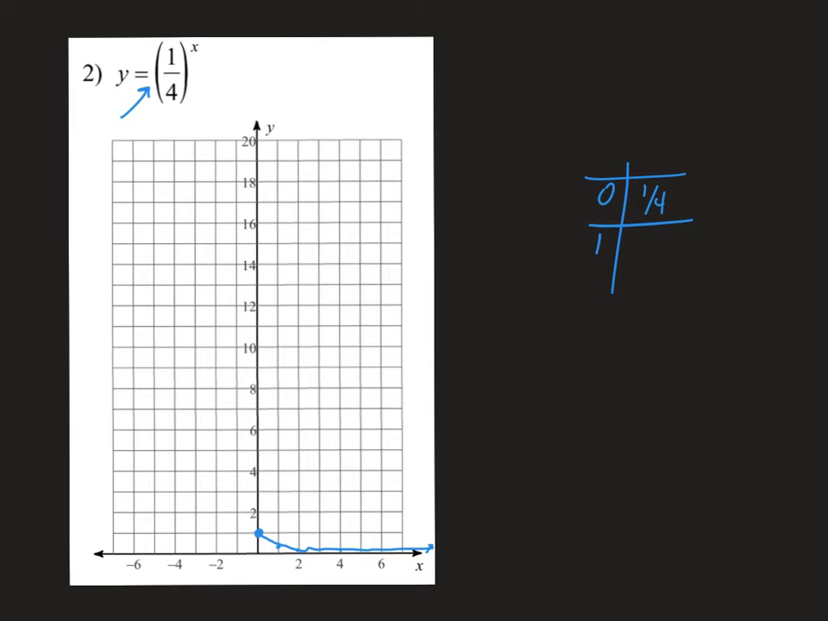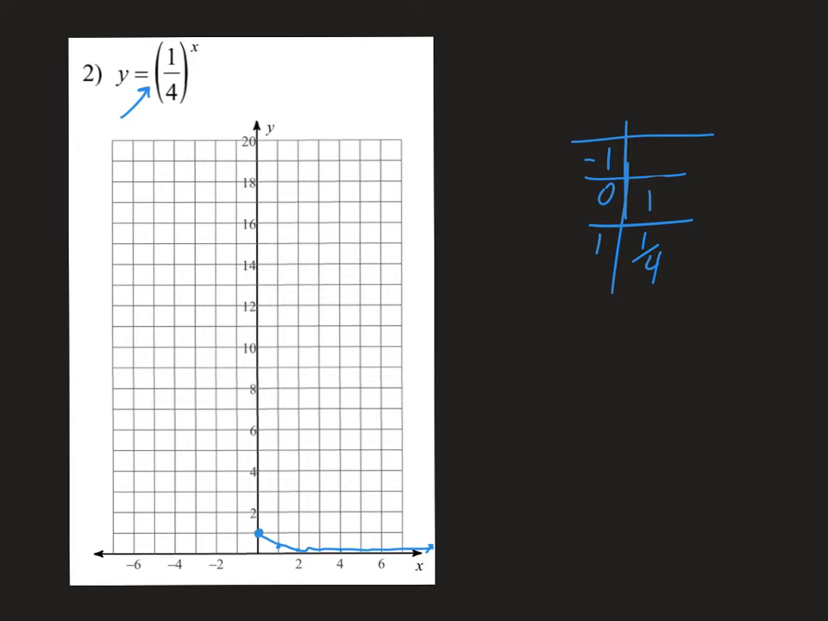So let's take a look at this real quick. That's wrong. We are starting at 1. This would be 1/4. So what we have to do now is graph, and we need to graph backwards. So we're going to move to the negative numbers.